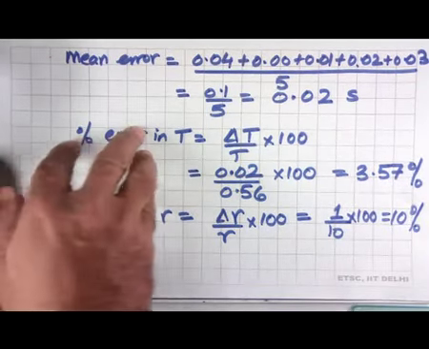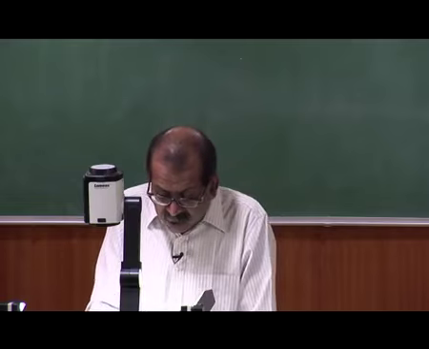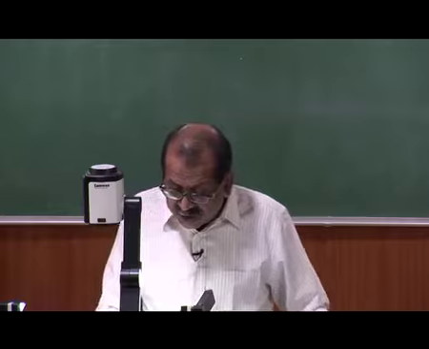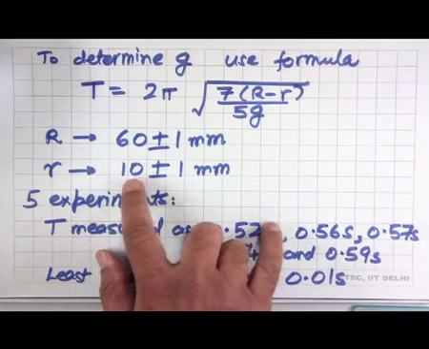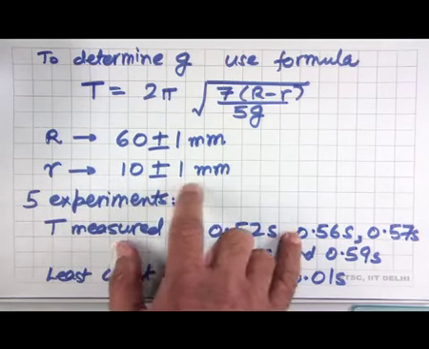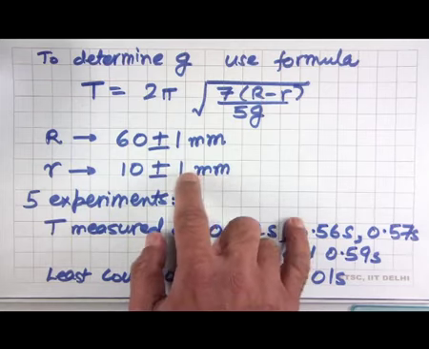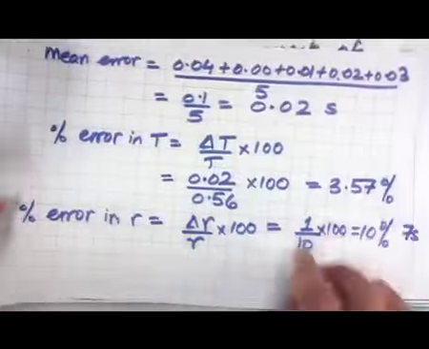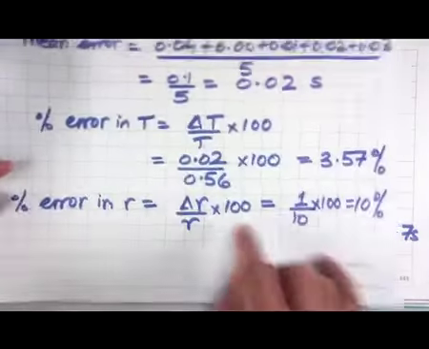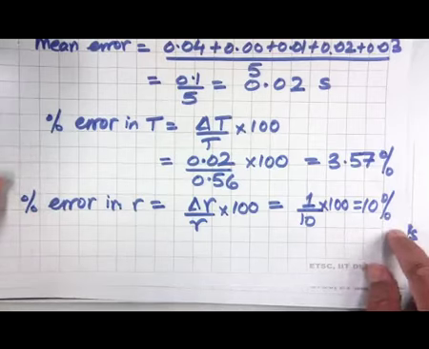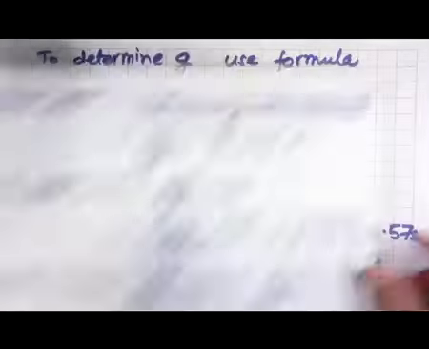If we want to find the percentage error in small r and capital R, we go back to the data. Small r is given to us as 10 plus minus 1 millimeter. So, the percentage error in small r will be 1 divided by 10 into 100, and this is equal to 10%. So, this is the error in small r.